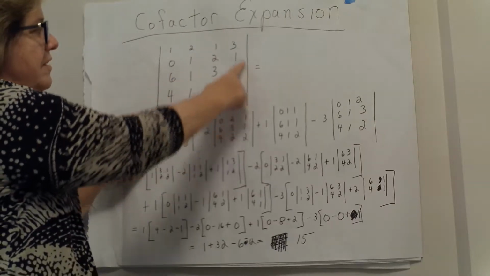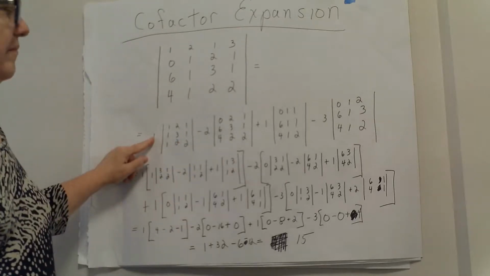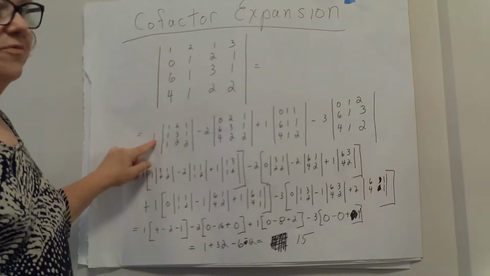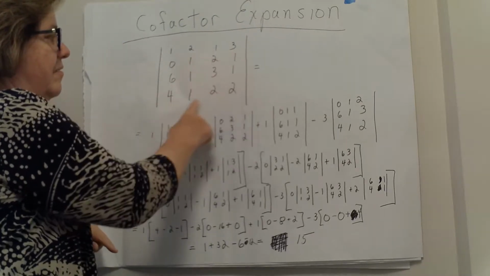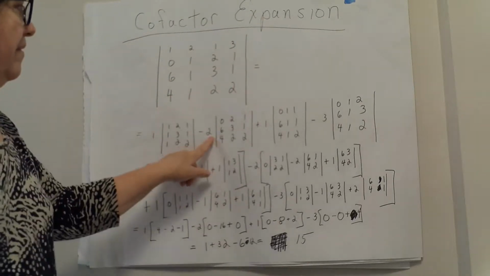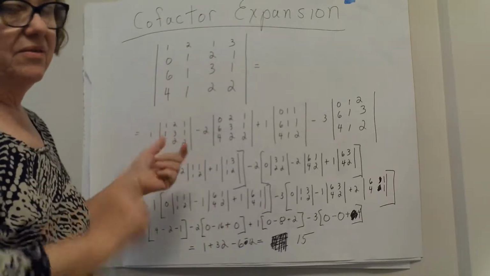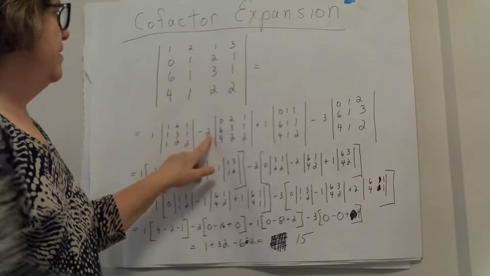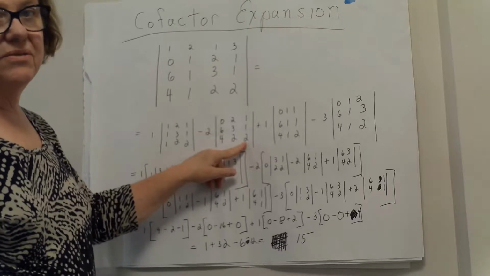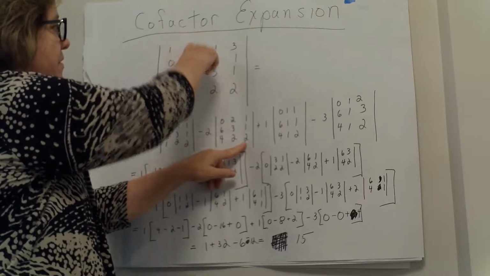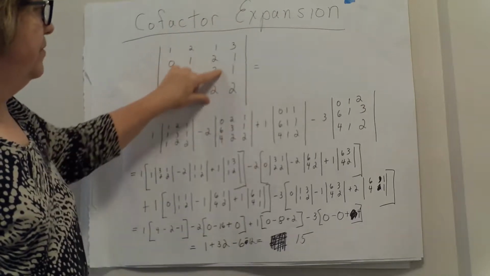So the determinant that's left is the matrix 1, 1, 1, 2, 3, 2, 1, 1, 2. Our first term is going to be 1 times this matrix. Then we take a minus, so we alternate the plus and the minus. Minus 2 times the determinant of the matrix that's left when you get rid of the column and the row that the 2 is in. So we have 0, 6, 4, 2, 3, 2, 1, 1, 2.